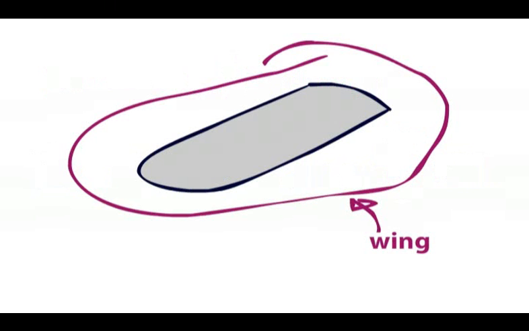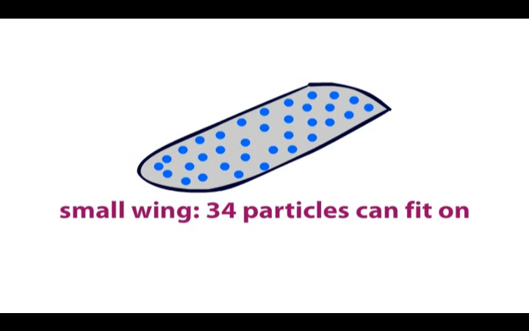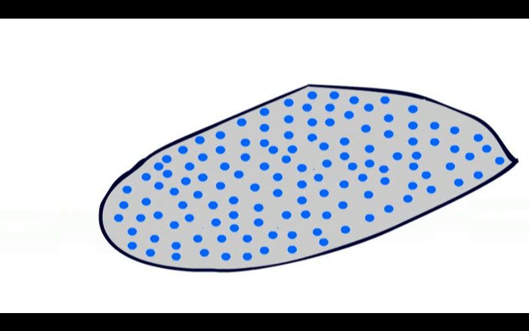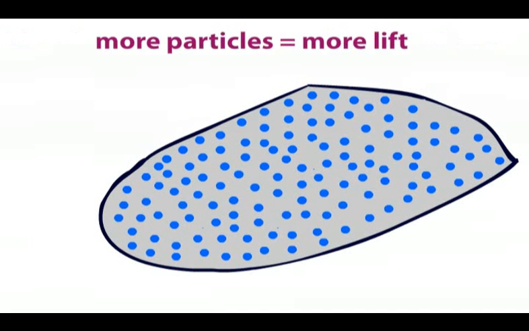This, S, stands for the area of the wing. Here is a small wing, and some blue circles to represent air particles again. As you can see, it cannot hold as many air particles as this large wing. The larger the wing, the more lift it will produce. Yet again, more air particles passing over the wing means more lift.